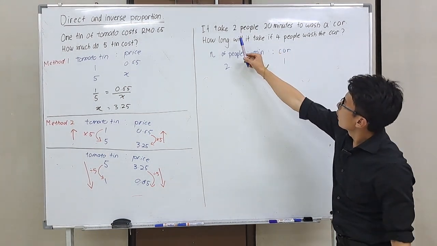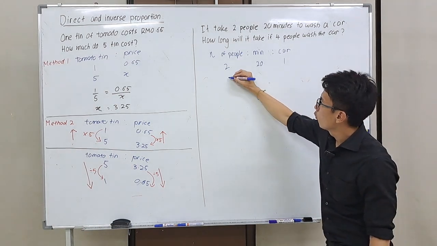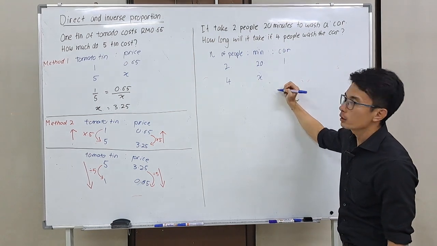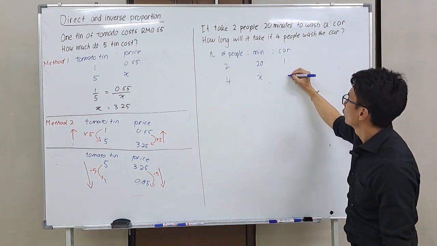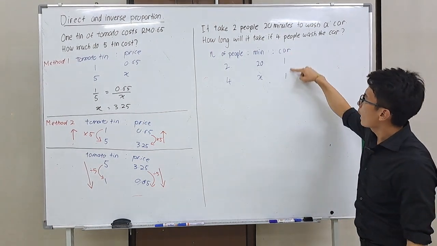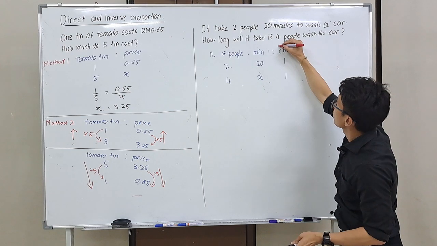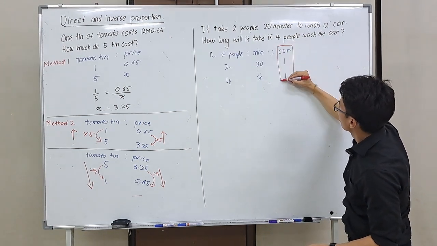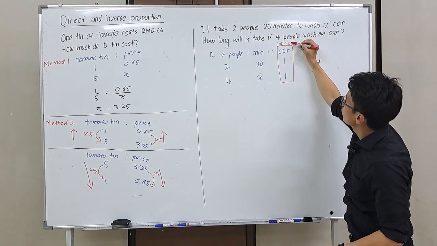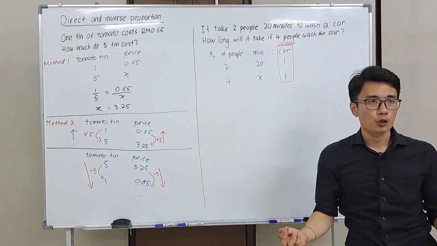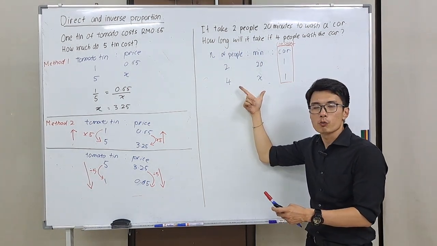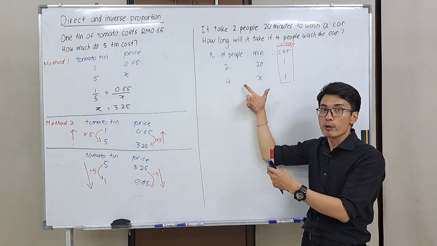So let's look. How long will it take if I have four people to wash the car? Which means how much time do I need when I have four people to wash the same car? Now if you take a look, the car here is what we call a constant, because we are washing one car. We will not be using this constant in our calculation, but it is important to have a constant so we can compare what will happen to these two variables.